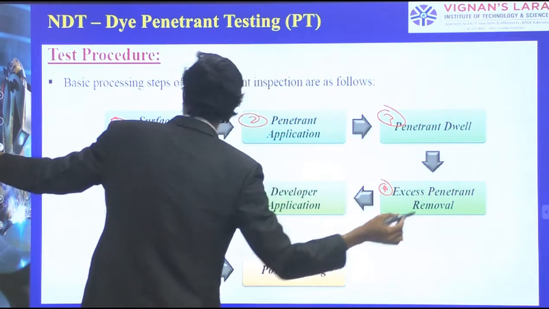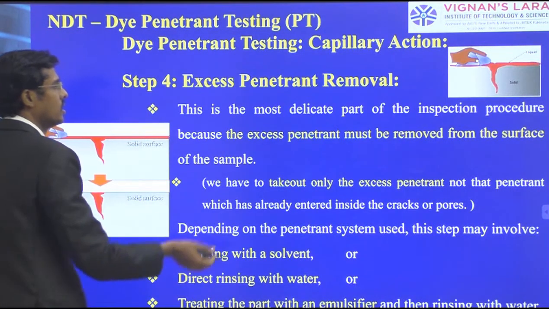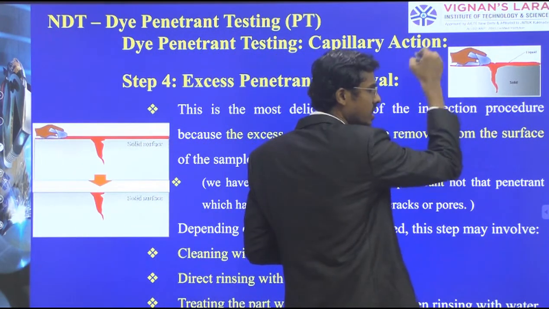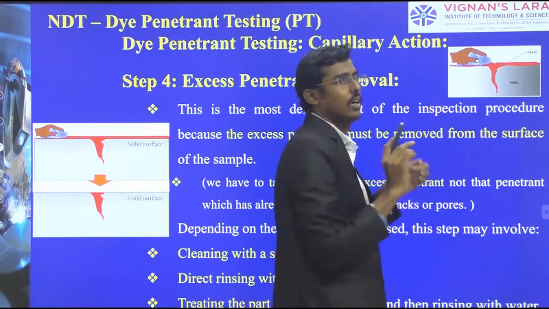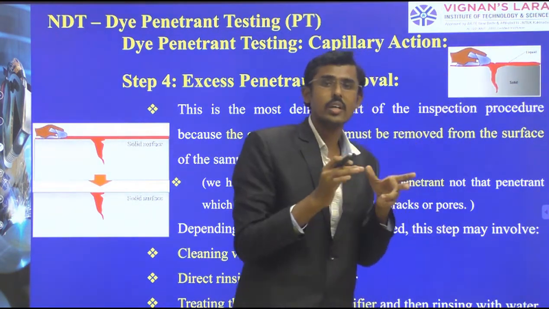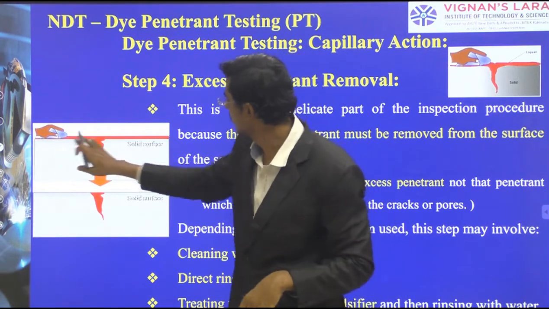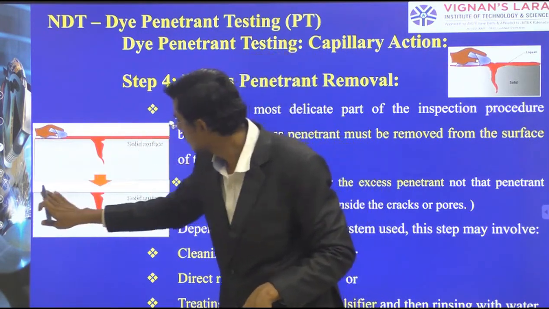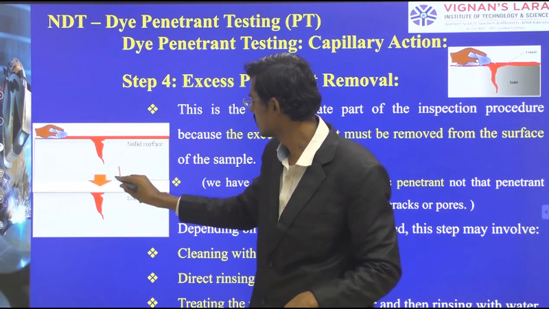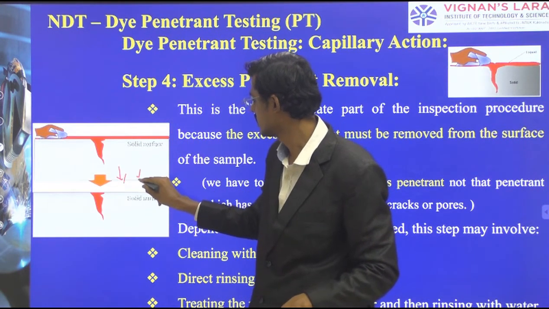Excess penetrant removal. So where is the excess penetrant? This is the image we saw in the previous slide. After the dwell time, we clean the surface where there is no crack. After cleaning the surface, you see the penetrant is not available on this part. So after this it is found in this format.